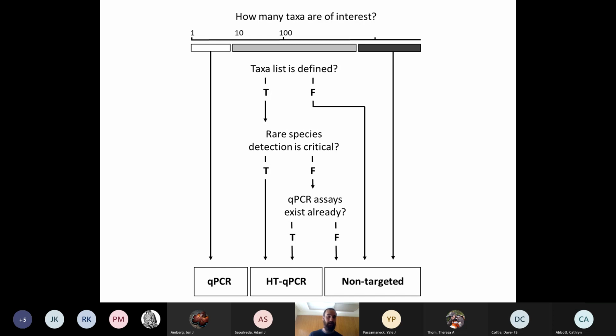You need to go with a non-targeted approach because you have to define your species list. The next question is, how critical is rare species detection? I am arguing that for aquatic invasive species, this is really important. So if you can define your taxa list, there's a benefit potentially to going with high throughput qPCR versus a non-targeted approach. And then the final consideration is, do you have qPCR assays already existing that you can port onto the high throughput platform? It's a lot more R&D cost if you need to design new assays before you can assemble your chip.